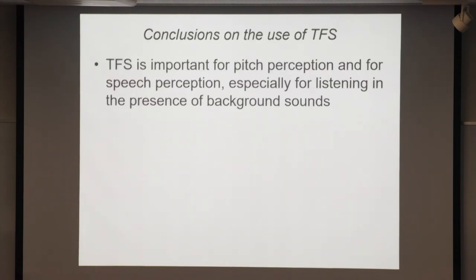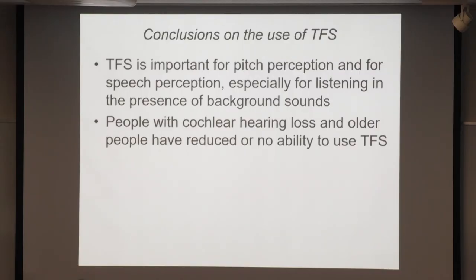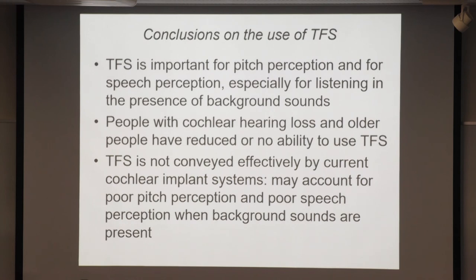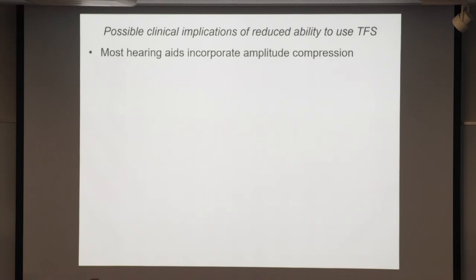So, just some conclusions. I've argued that temporal fine structure is important for pitch perception and for speech perception, especially for listening in the presence of background sounds. People with cochlear hearing loss and older people have a reduced or sometimes no ability to use temporal fine structure. And temporal fine structure is not conveyed effectively by current cochlear implants. This may account partly, not entirely, but partly for their poor pitch perception and poor speech perception when background sounds are present. I think my time is nearly out, so I better just skip to the end.